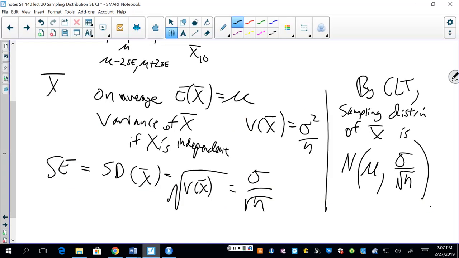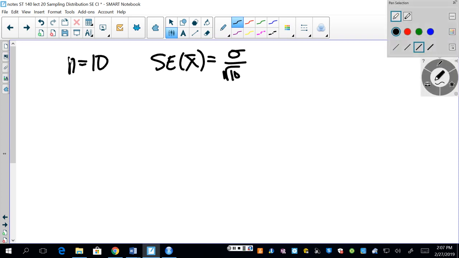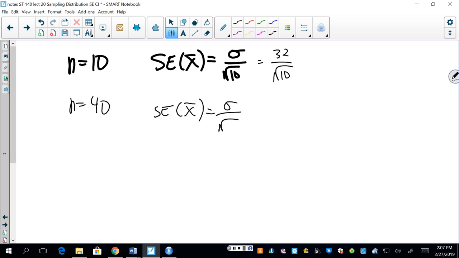The numerical thing that's happening in here is n equals 10. Then the standard error of X bar was sigma over the square root of 10. So if this is 32 over the square root of 10, you would have that number. If n equals 40, the standard error of X bar was sigma over the square root of 40.